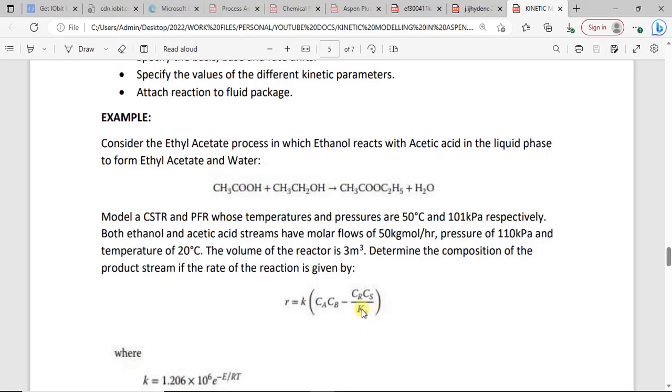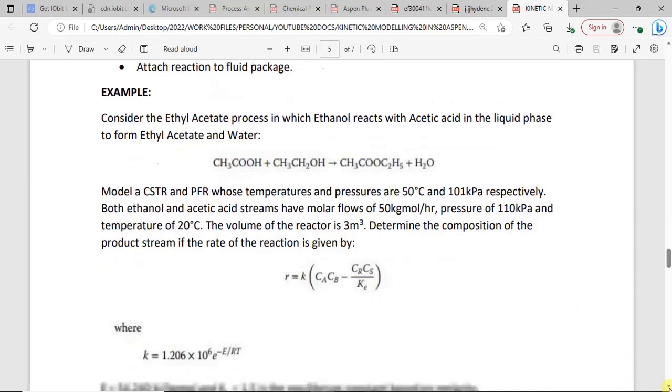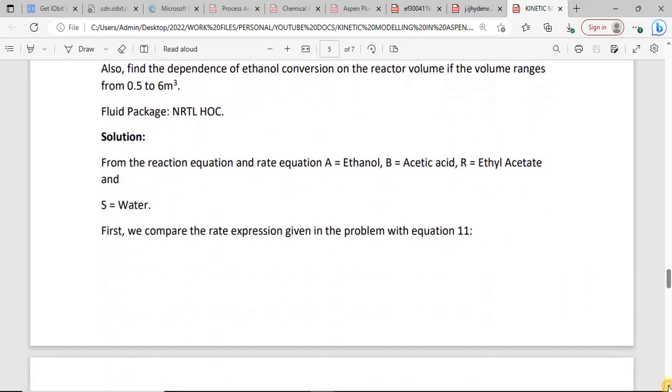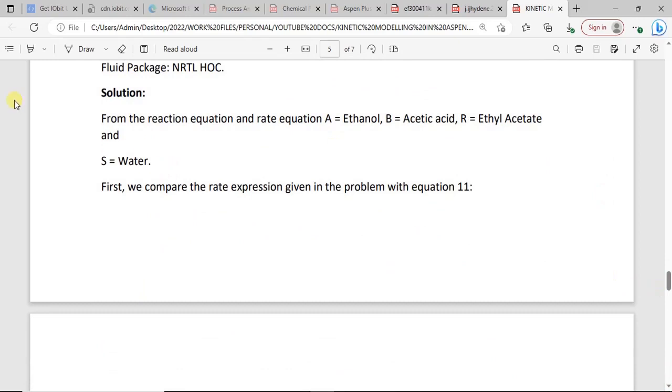So we'll be using that to determine the K prime or Kb, which is the rate constant of the backward reaction. So basically this is the data we have, with our rate basis as volume. The first thing is to identify certain things before we start the modeling.